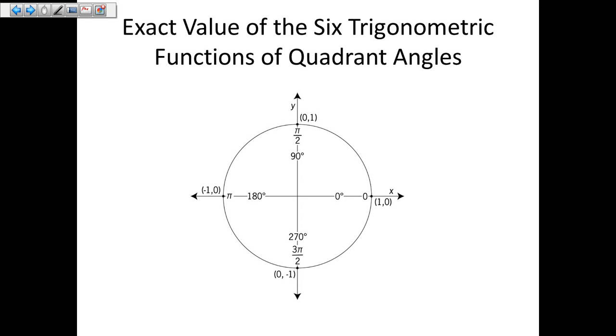Now, we're going to start by looking at some exact values for the 6 trigonometric functions of the quadrant angles. Those are basically pointing straight to the right, straight to the left, straight up, straight down. 0 degrees, 90 degrees, 180 degrees, 270 degrees. Now notice this unit circle is also marked out in radians. 0, pi over 2, pi, and 3 pi over 2.